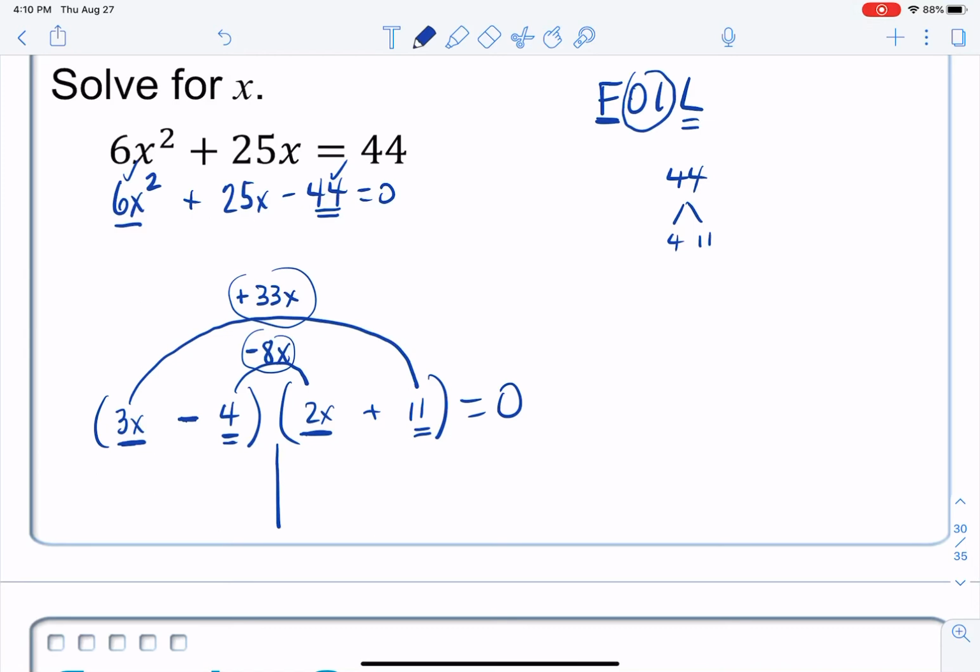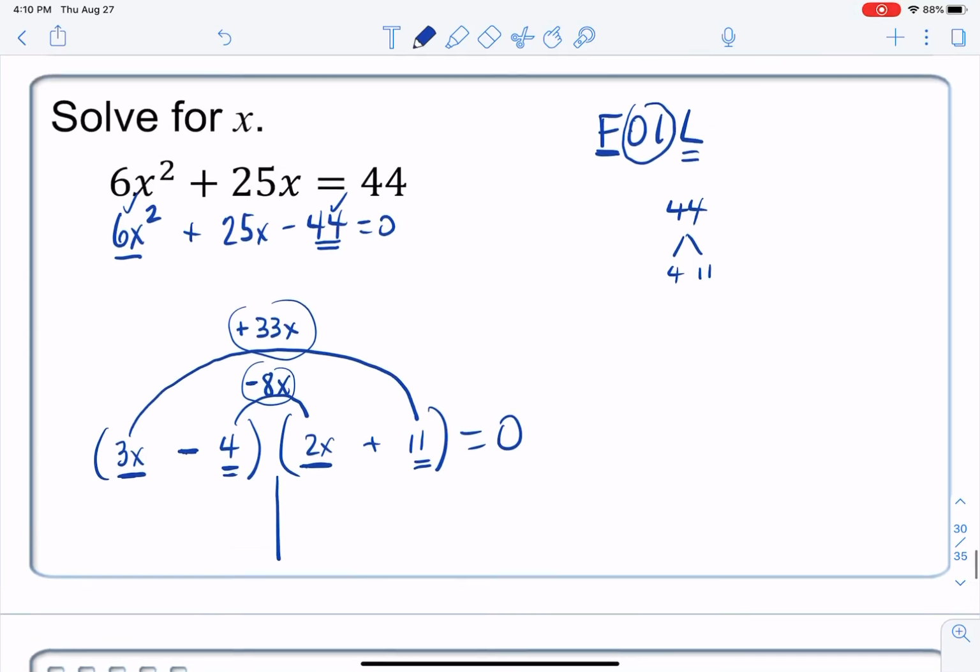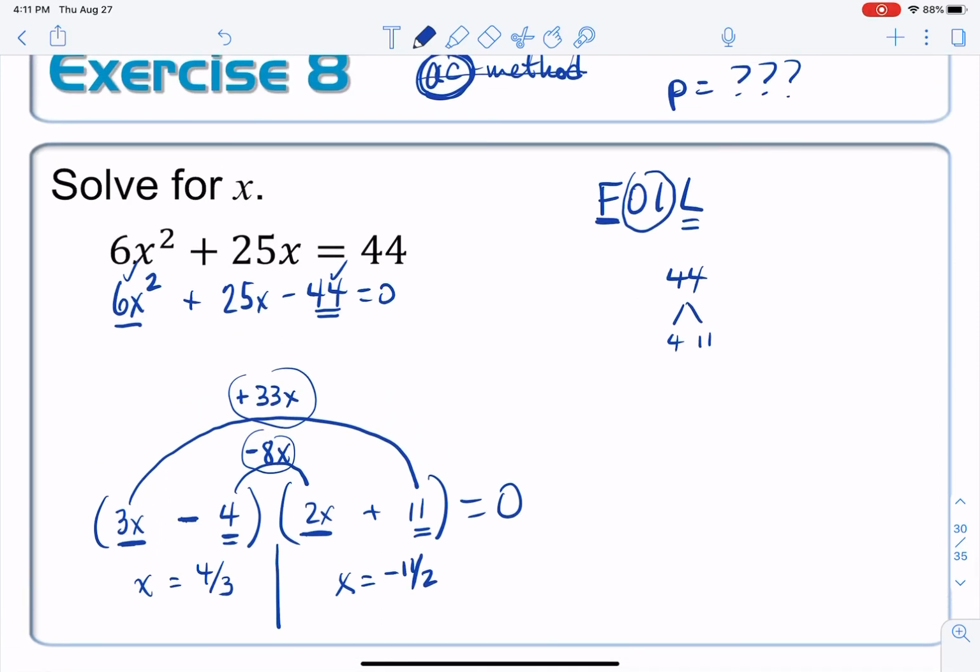And since this one is all about shortcuts, I'm taking shortcuts too. I know that this would be equal to 0. I would have to add over the 4, and I would divide by 3. It's 4/3. Right? Just go straight to that answer. On this one, it's going to be negative because I'd have to subtract over the 11 and divide by 2. x is equal to negative 11 halves. So there you go. Those are some advanced techniques using this thing that we call the guess and check method in order to solve a quadratic.